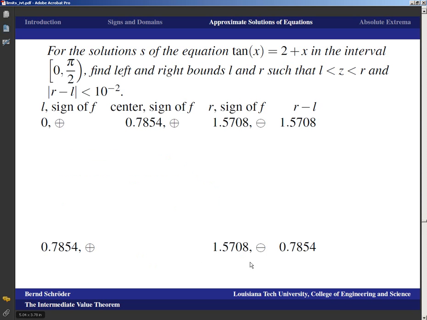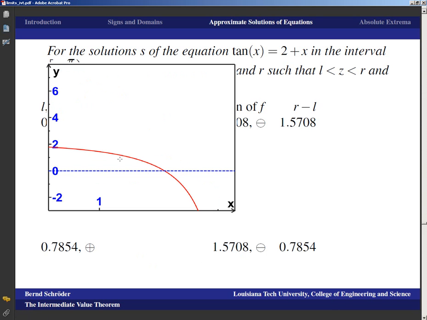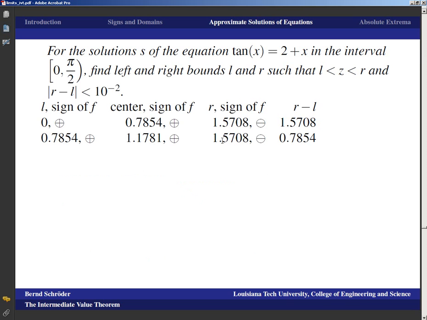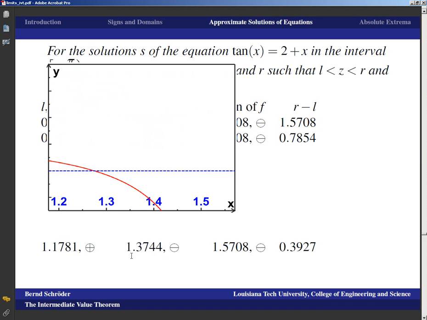We still have a sign change, positive to negative. This is what it looks like now. We find the center point, which is 1.1781. Okay, I use a calculator, and the function is positive there. Good. That means this guy here will be our new left endpoint. This will remain the right endpoint. Record the row. Left endpoint, right here. We'll find the center point, which is 1.3744, and the function is negative this time.